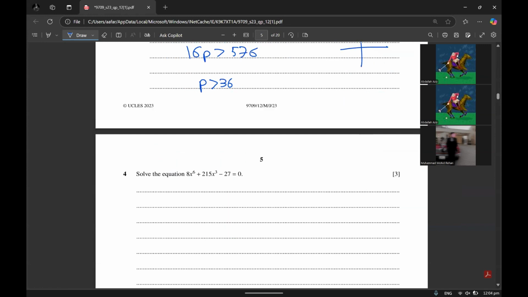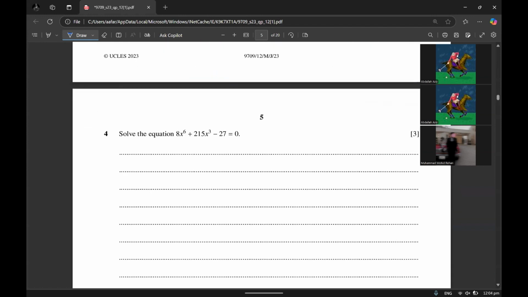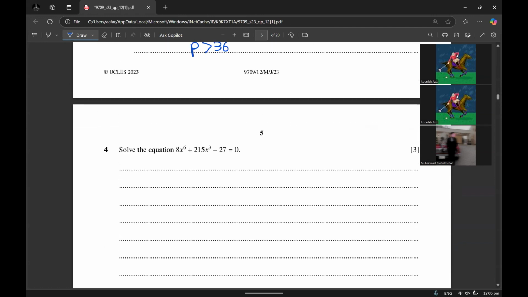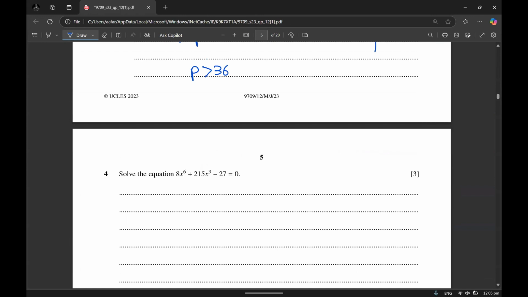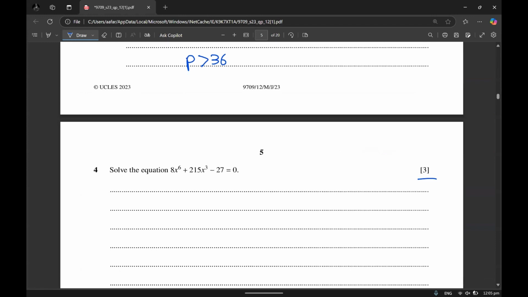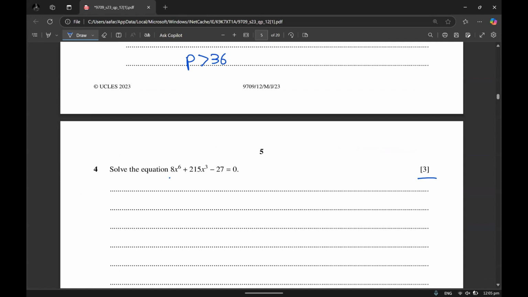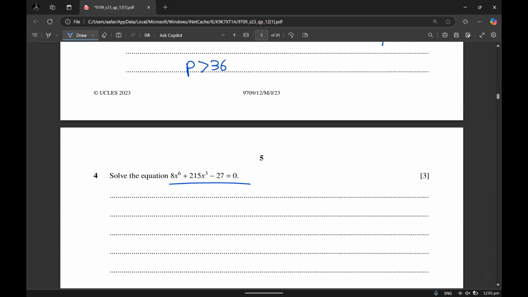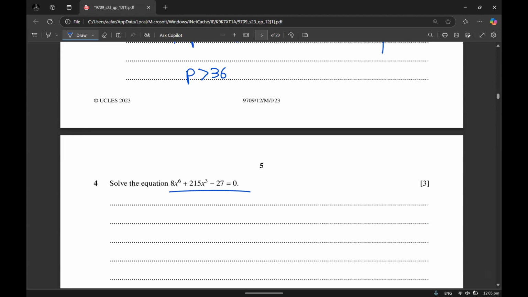Okay, next question, Bismillah. This is a very simple question, 3 marks. The task is to solve the equation 8x^6 + 2 = 15x^3. In these questions, all you need to do is try to make it a quadratic equation, which we know how to solve, because we haven't solved any cubic or other higher powers. The best way is to create a substitution.